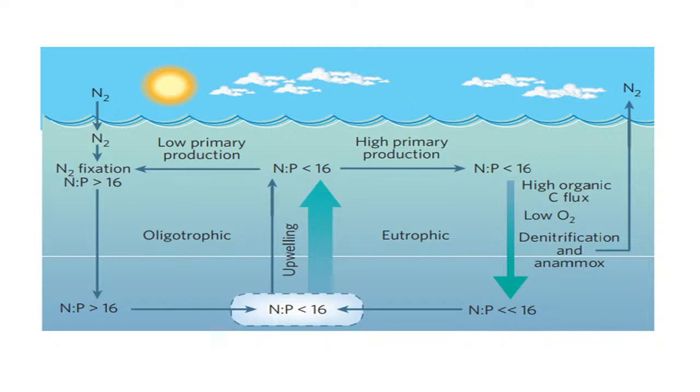For example, the process called denitrification, I will explain later. In the process of denitrification, in the absence of oxygen, nitrogen constituents are converted back into N2. So we lose nitrogen from the ocean. In such a case, the N to P ratio will decrease.